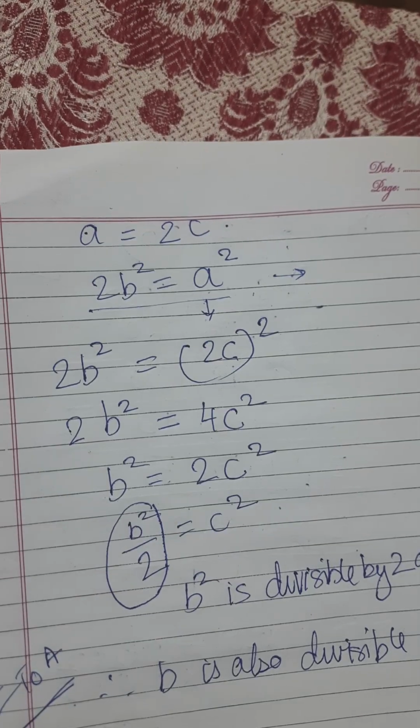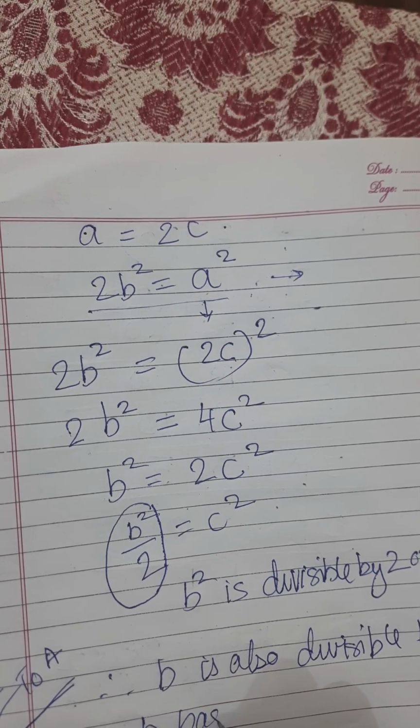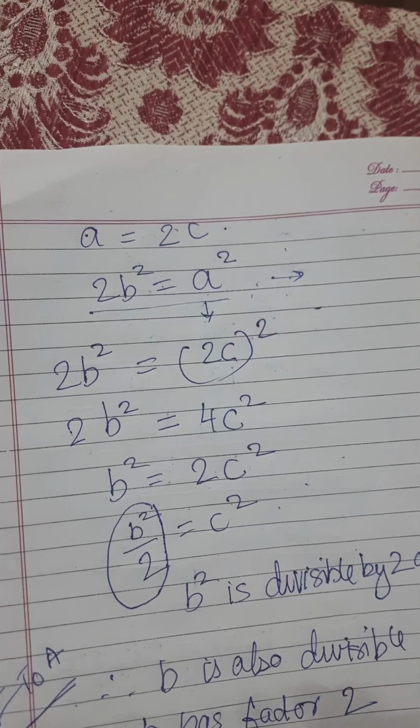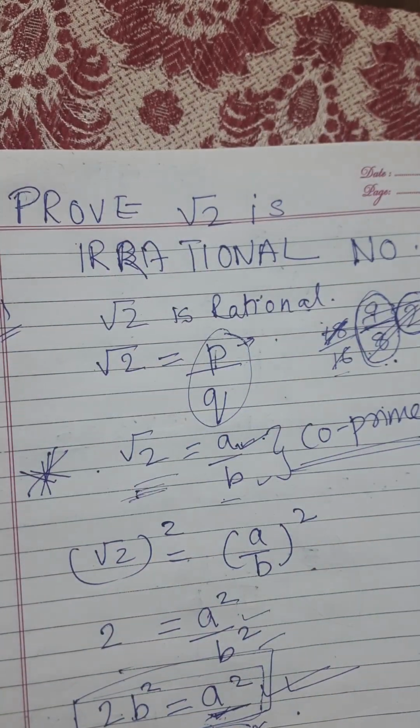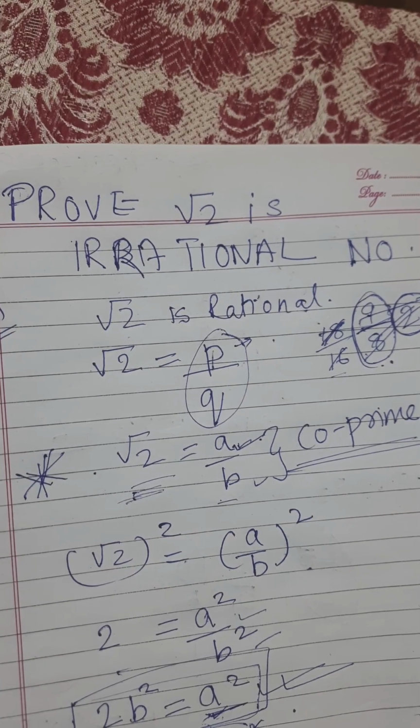What does that mean? That b has factor 2. Okay, we did earlier a has factor 2. So this was a has factor 2 here.